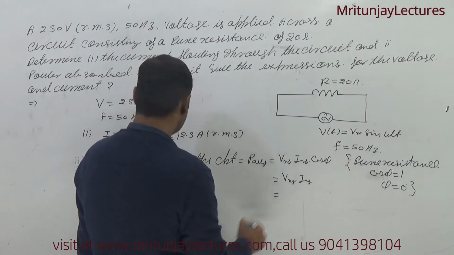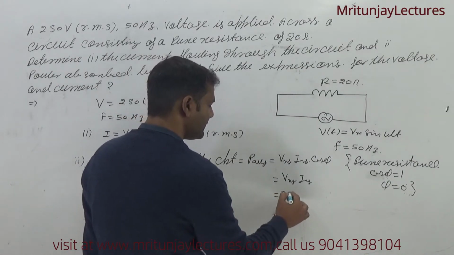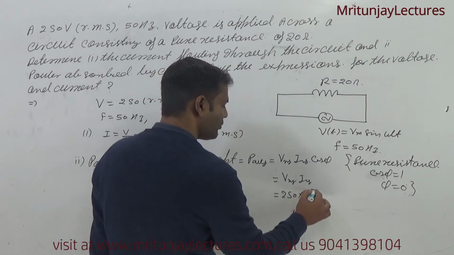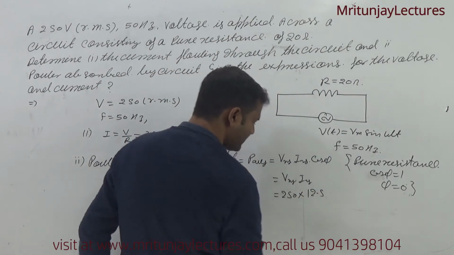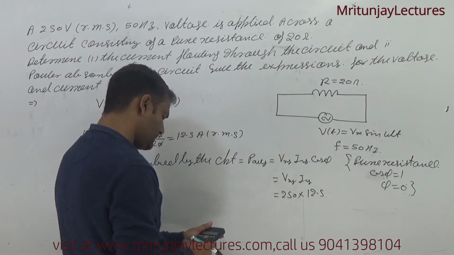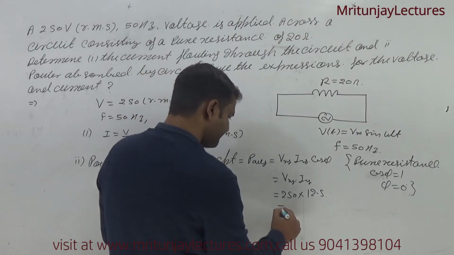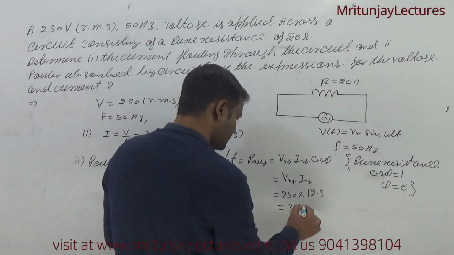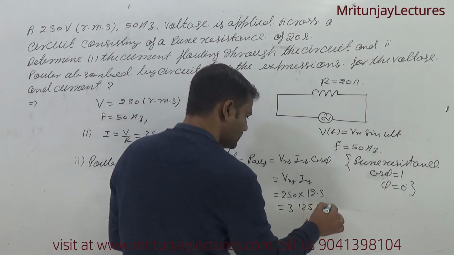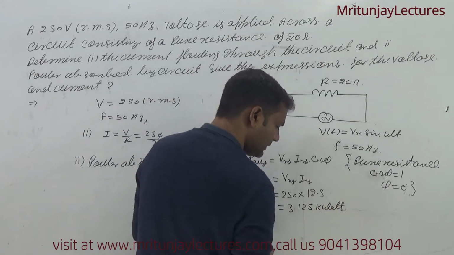Okay, so VRMS is 250 and IRMS is 12.5. So we got 250 into 12.5, that is 3.125 kilowatt, which is the final answer. Now next target.